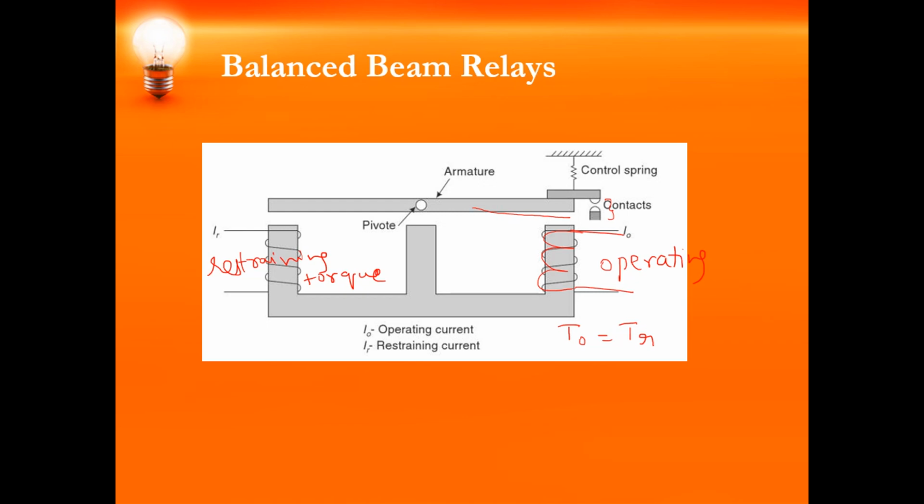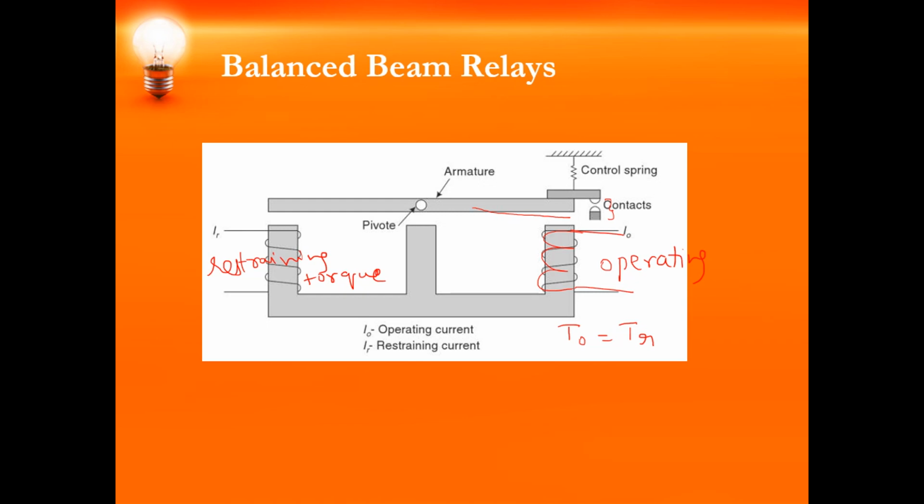All these electromagnetic type relays which we have seen are very fast in operation, and they can operate with both AC as well as DC. Okay, that is the advantage of electromagnetic relays. Nowadays, where static relays or numerical relays are being used, these electromagnetic relays are used as a backup relay.